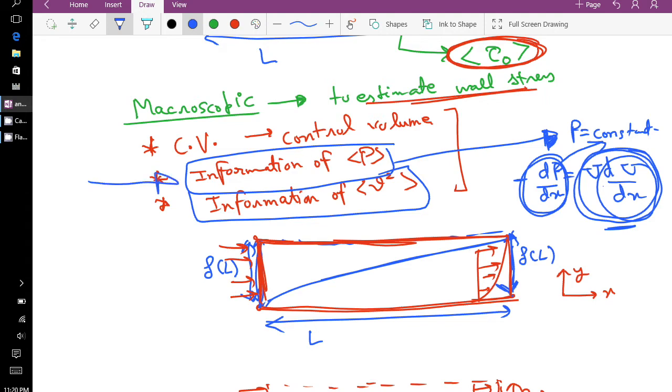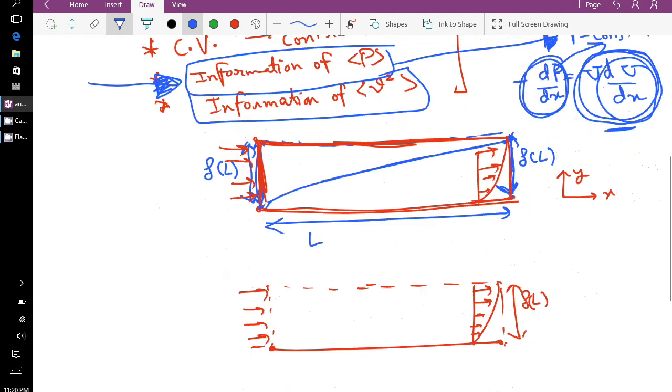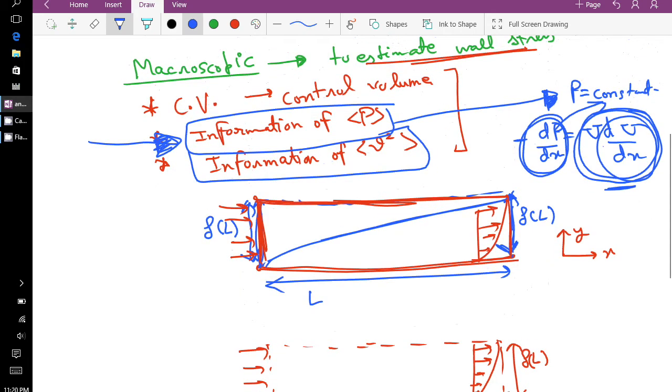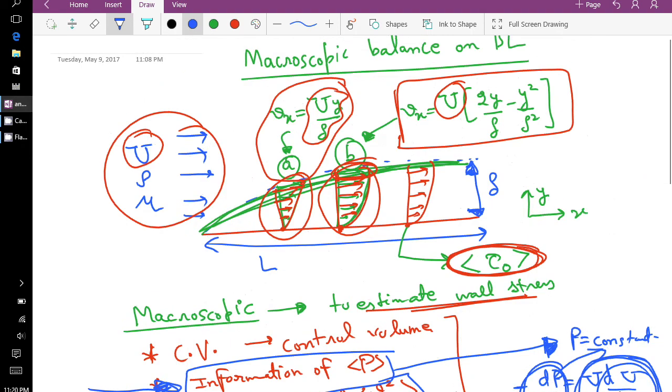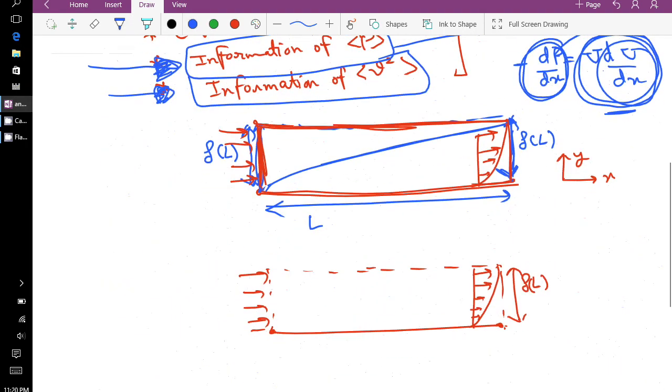Which means pressure is constant. So this is very straightforward. We have a control volume that we care about, and information on v square is also straightforward because we have been given the velocity profiles. So with that, we have a control volume, we have information on pressures, and we have information on velocity square.